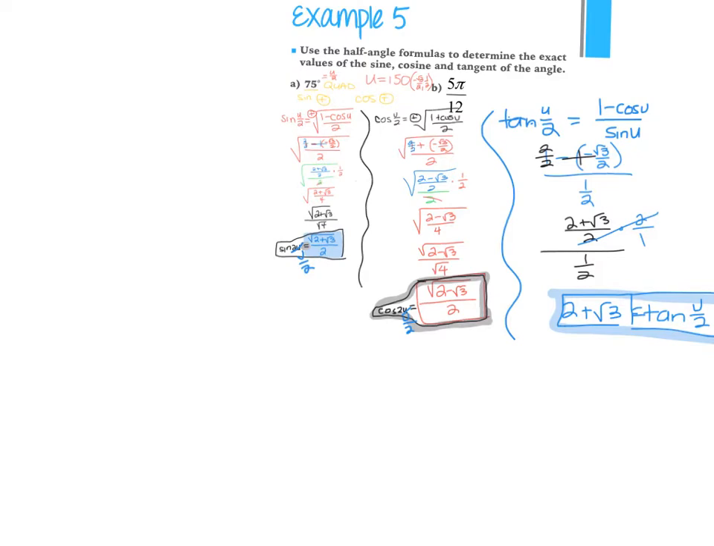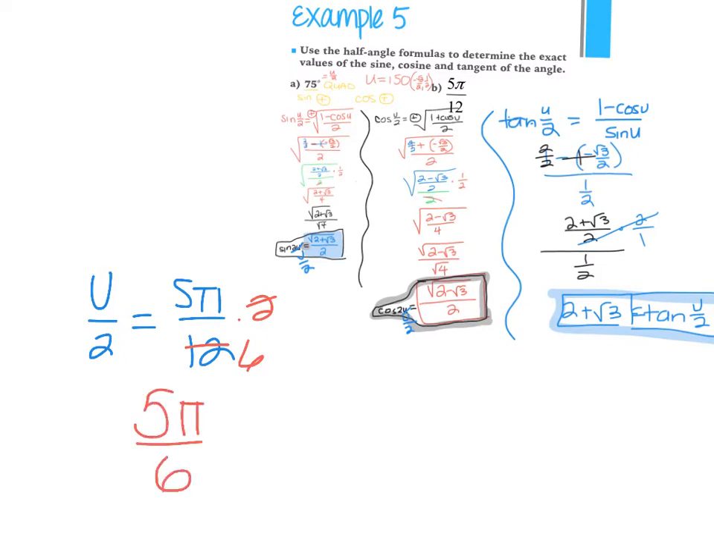Okay? And then if I wanted to go through and find u, so if u over 2 is 5 pi over 12, how do I get to u? Double it. So I'd multiply by 2, and I get 5 pi over 6. 5 pi over 6 is 150. So everything from here on out would have been the same. And if the radians totally throws you, like if you can't locate 5 pi over 12 on your unit circle to know if it's supposed to be positive or negative, convert it to degrees. You get the same thing. Questions on the half angle?